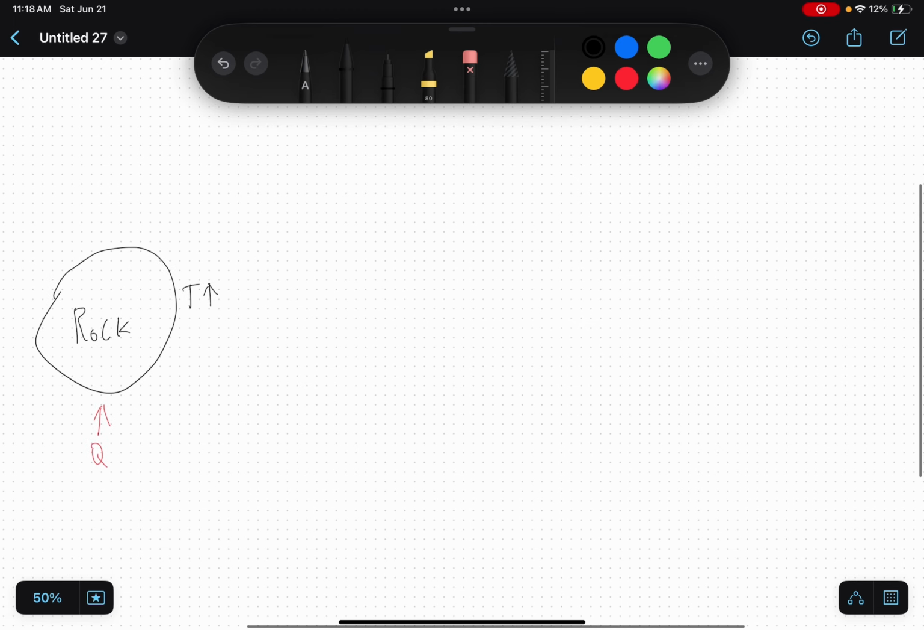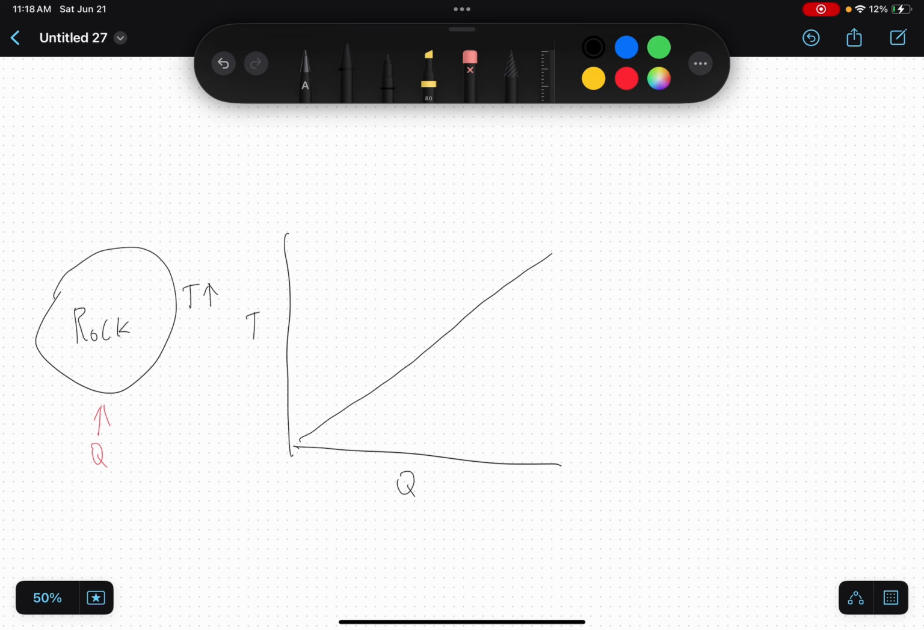So if we plot this, T versus Q, as Q increases, T should increase. So it'll be like a line. I don't know what the slope will be. It might be like that or like that, but it'll be a line.